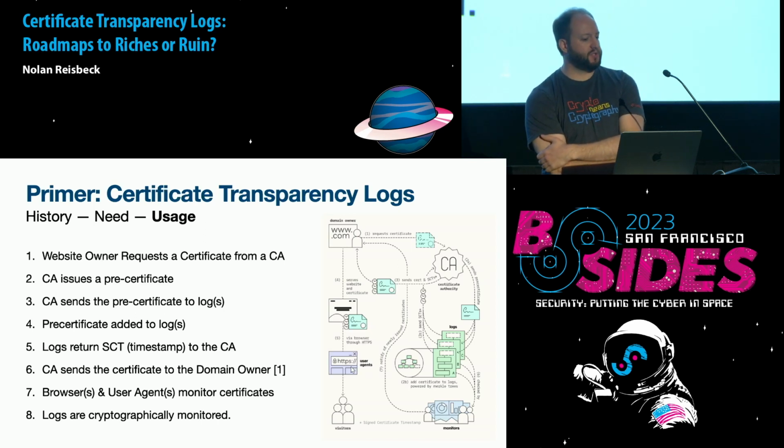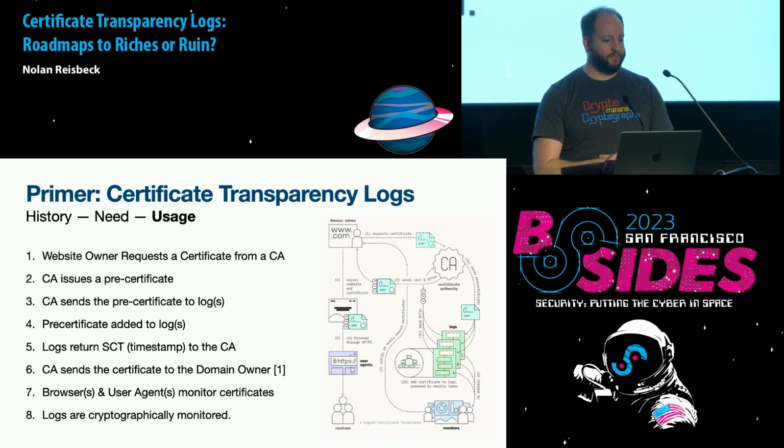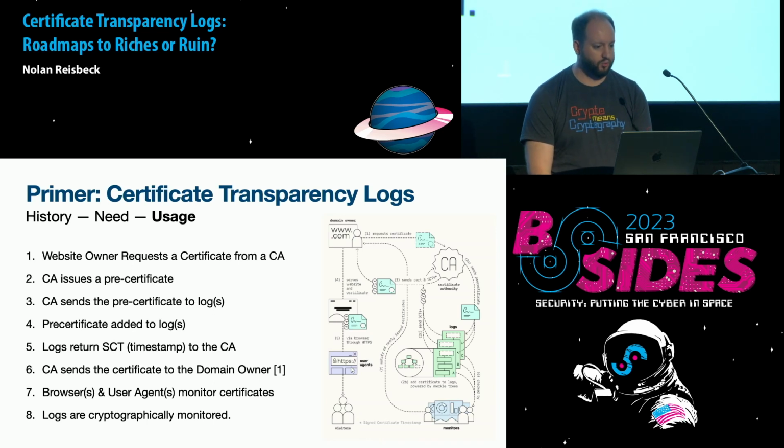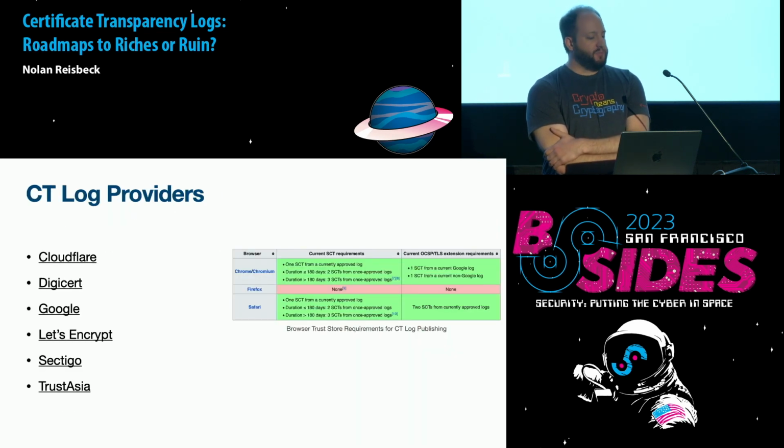And then the browsers and user agents will monitor those certificates. And then all of these certificate logs that are out there are all cryptographically monitored. So not to get too in-depth on that, it's basically a Merkle tree hash, the blockchain. So they're cryptographically monitored. They are append only. Once something is published to a CT log, you cannot remove it no matter how much you beg and plead. Once it's in there, it's there forever, and no edits allowed. So CT log providers, the big ones out there: Cloudflare, DigiCert, Google, Let's Encrypt, Sectigo, TrustAsia. There's a few others. I didn't really record them.